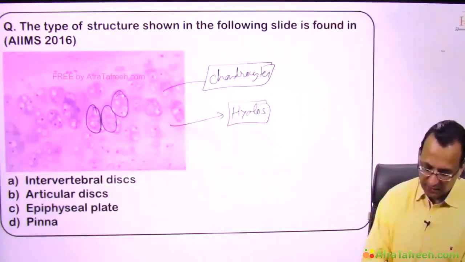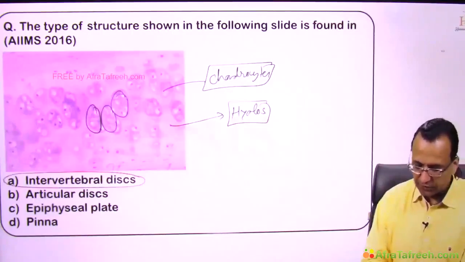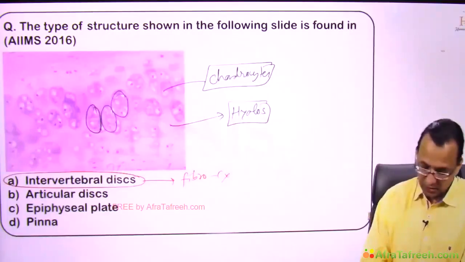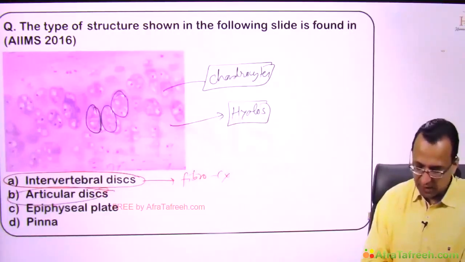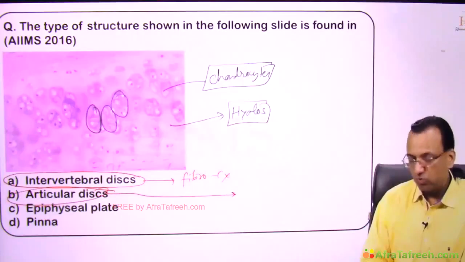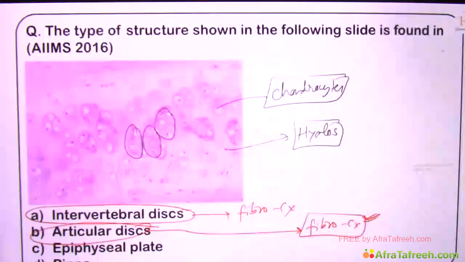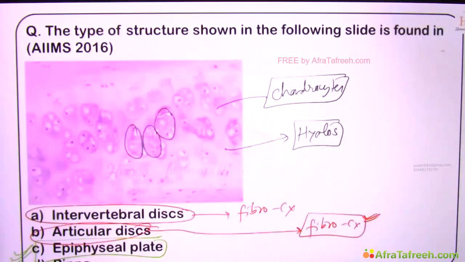If it is the intervertebral disc, it cannot be. Why? Because it is fibrocartilage. This is not fibrocartilage. So, can it be the articular disc? No. Why? Because it is also fibrocartilage, like you have seen in the temporomandibular joint, sternoclavicular joint, shock absorber. Then what is the answer? The answer is obviously the epiphyseal plate. What is that? The other name of the growth plate.